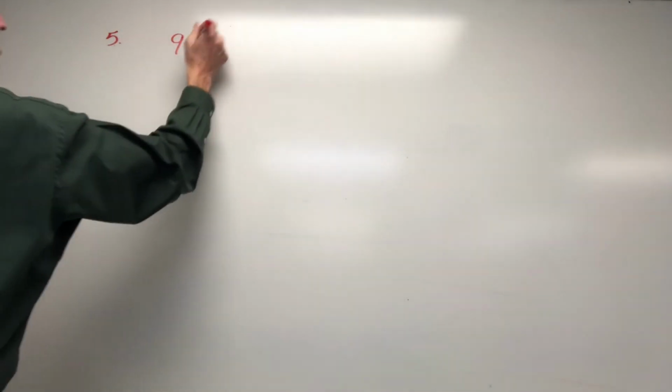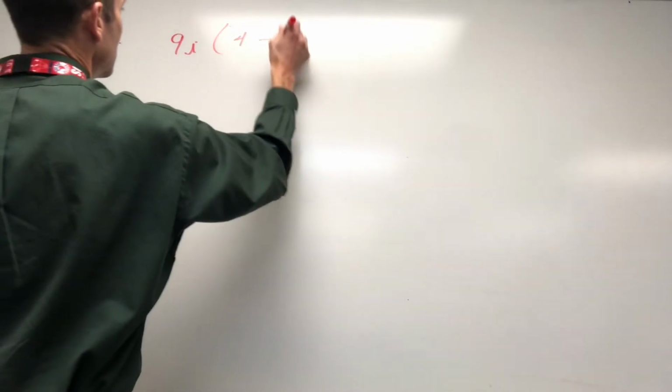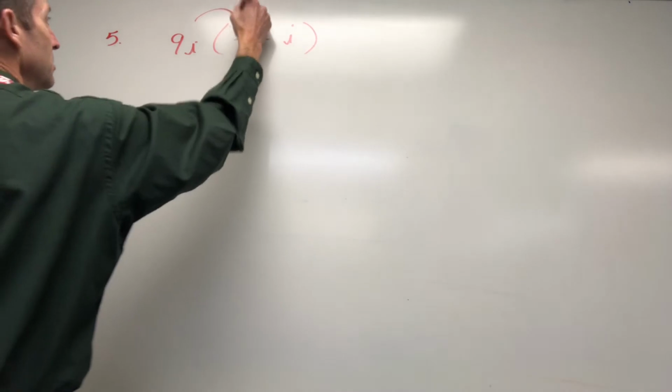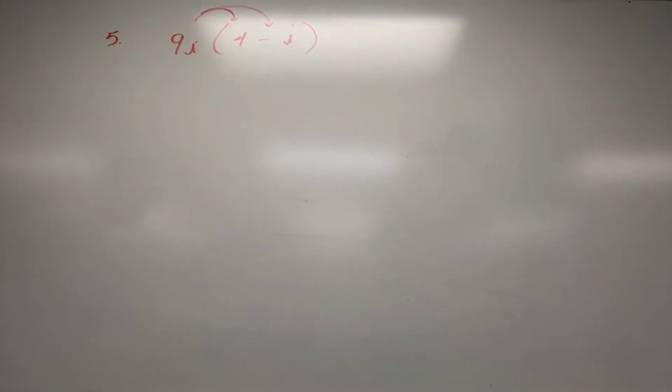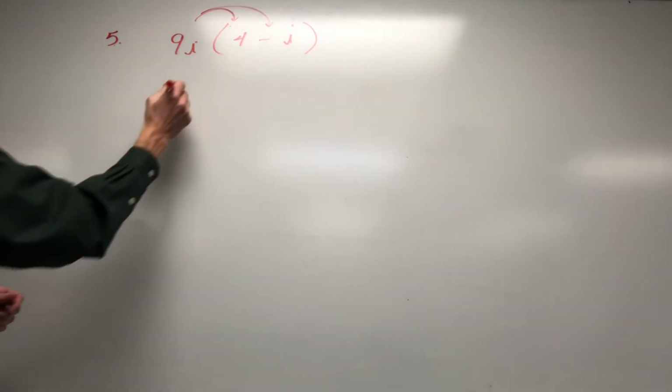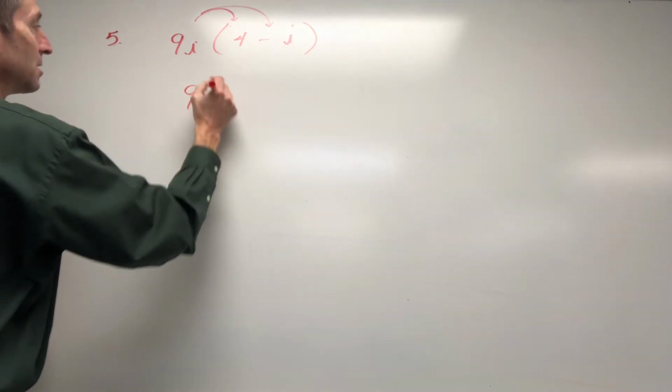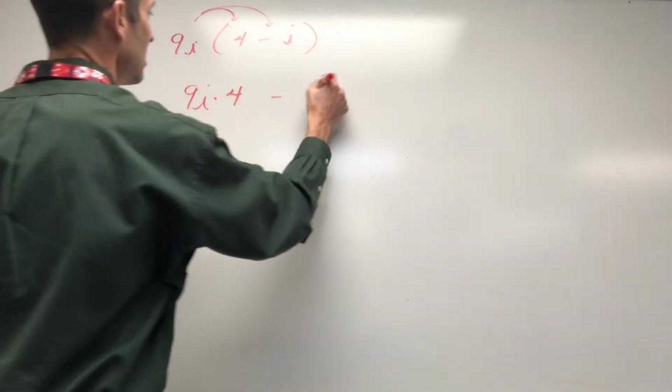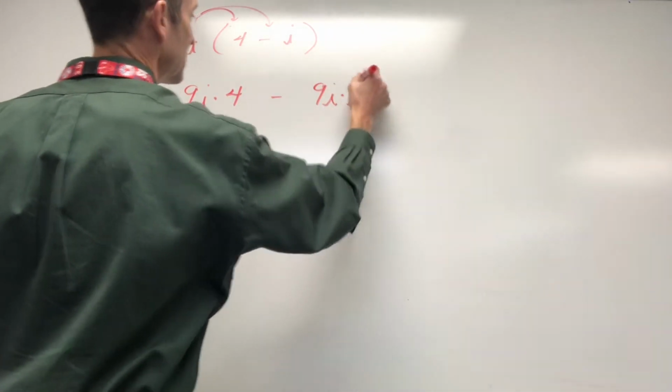All right, 1, 2, 3, 4. Number 5. Let's put a 9i outside the parentheses, 4 minus i inside the parentheses. So we're going to distribute that 9i. So 9i times 4, 9i times i.